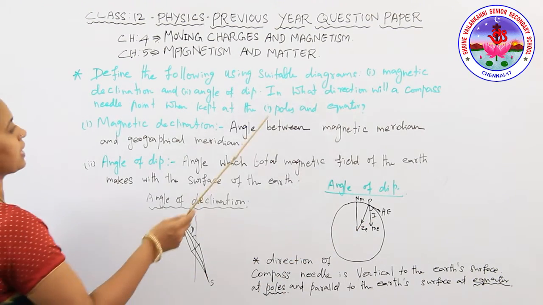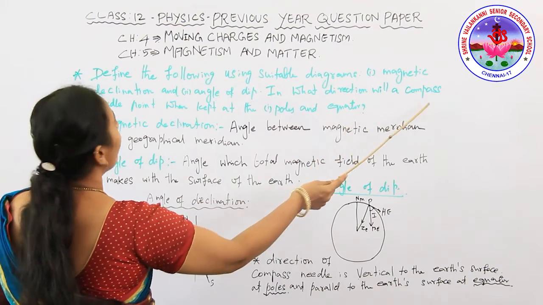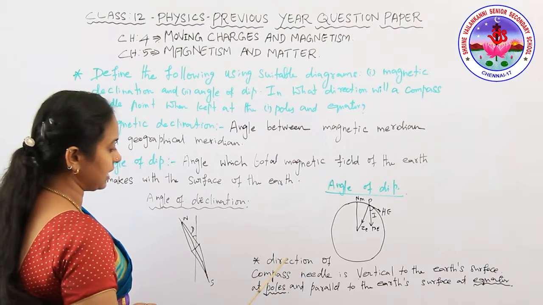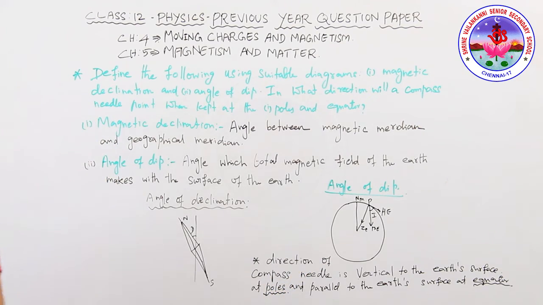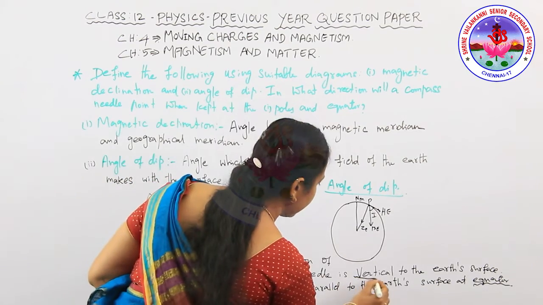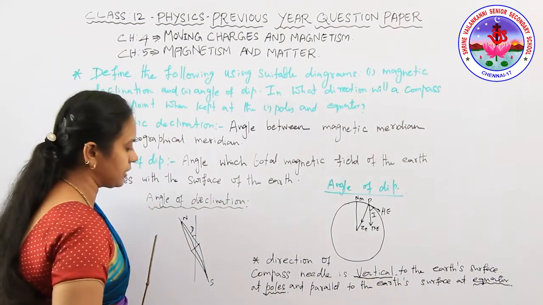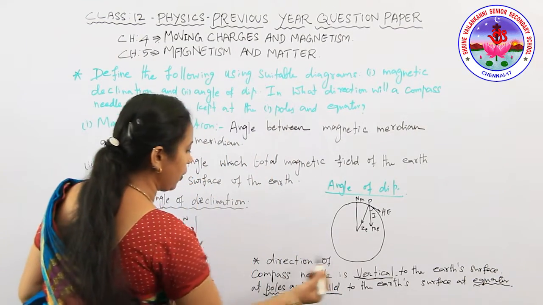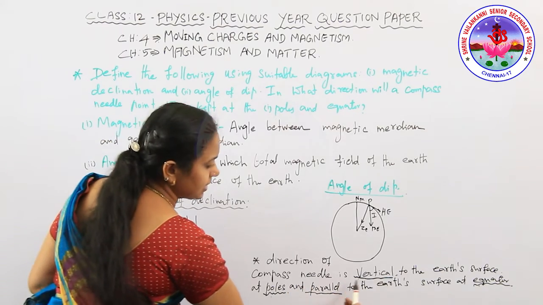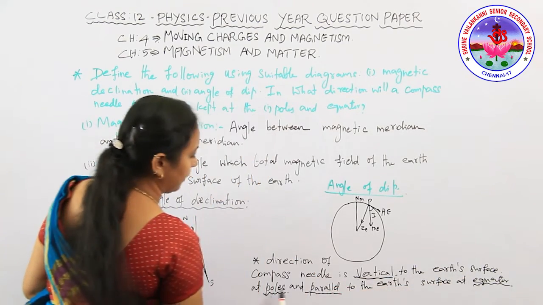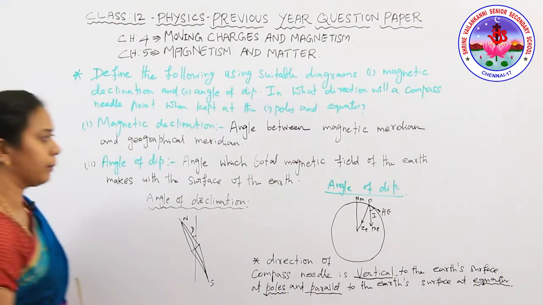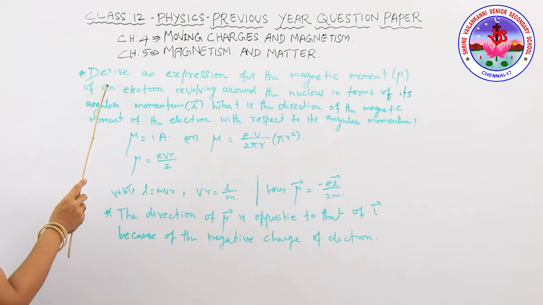The second part of the question says, in what direction will a compass needle point when kept at the poles and the equator. See, the direction of the compass needle, we can say that it is vertical at the poles. It is vertical to the earth's surface at the poles, and it is parallel to the earth's surface at the equator. Next question.